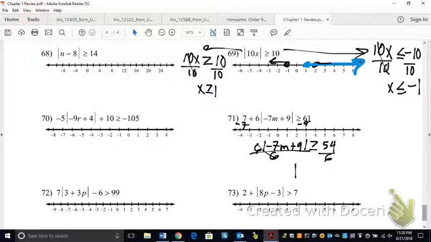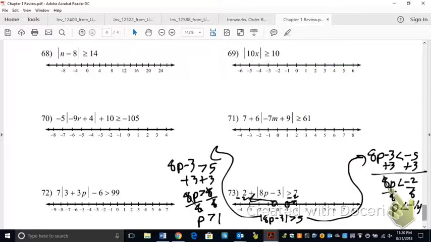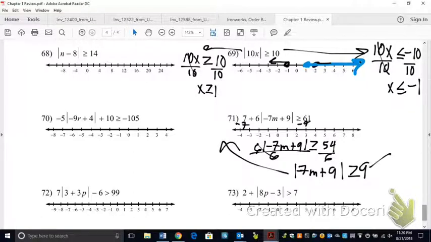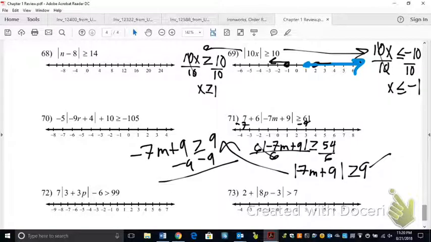Divide both sides by 6, and we have the absolute value of negative 7m plus 9 is greater than or equal to 9. So now when we break it out, remember, first things first, we write it just the way it is: negative 7m plus 9 is greater than or equal to 9. We then subtract 9 from both sides, and we get negative 7m is greater than or equal to 0.